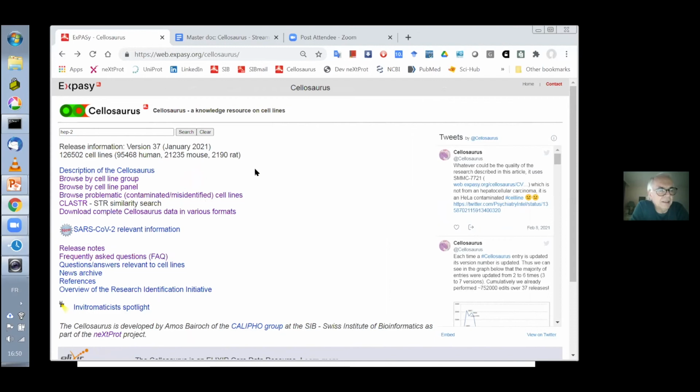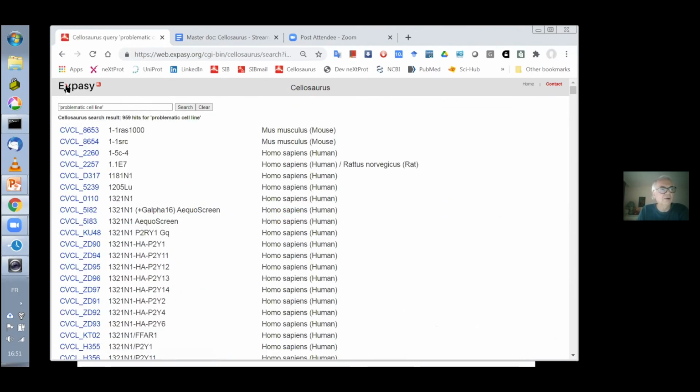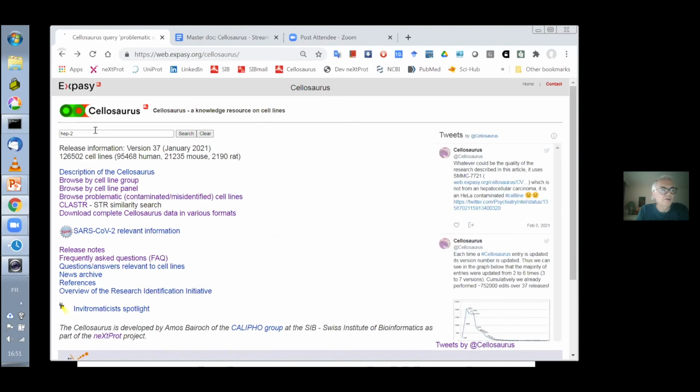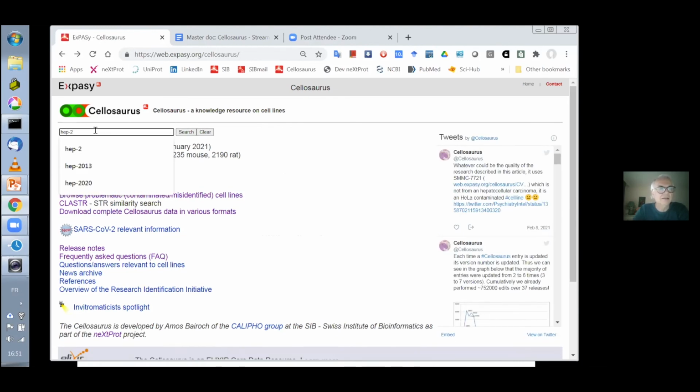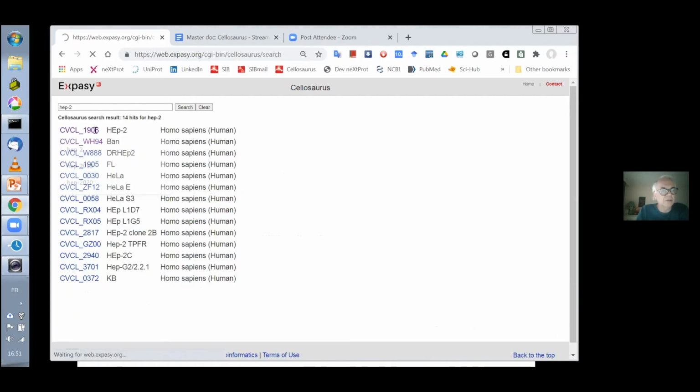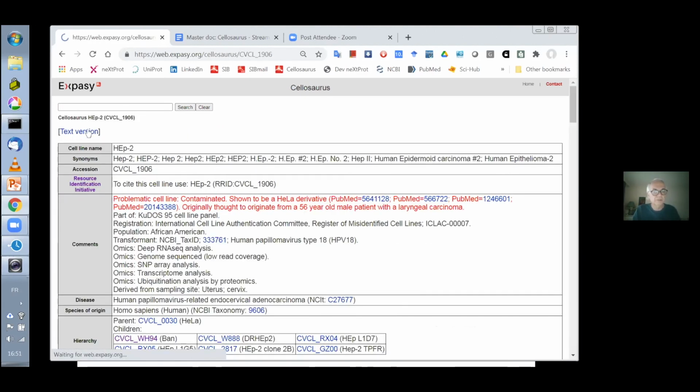And the idea, on the homepage, you have things that we already saw, like you can browse by cell line groups, you can look at the problematic cell lines and so on. But what most people will do, of course, when they are on this page, is search for something, and often it's a cell line. I will go back to the search option, but here what I will do first is, once you have searched, what do people do? They generally browse for a cell.